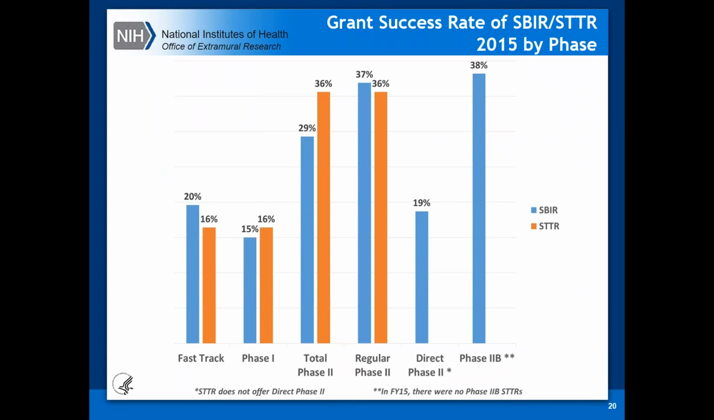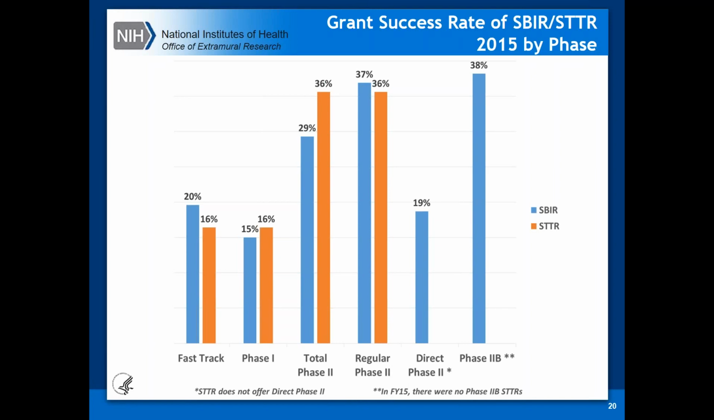Great. So some people are curious about what the grant success rates are. In other words, sometimes playing the numbers, as it were. Basically, what is the percentage? What are our chances of getting funded going forward? As you can see under FastTrack, under SBIR, it's a 20% success rate, and STTR is about 16%. It's very similar. Phase 1 is about 15 and 16% respectively.